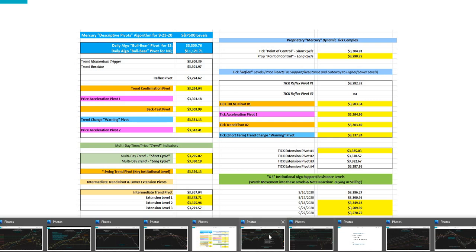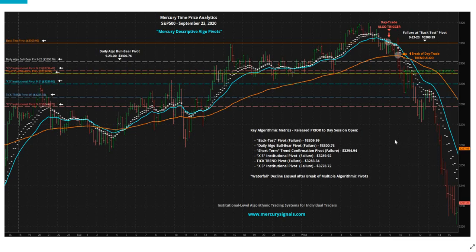Now, I want you to think for a minute. Regardless of what type of trading you like, whether it be day trading, swing trading, high frequency intraday trading, longer term positional trading, how much would it help you to know where the institutions are likely to support price or not support price in this case, and know this information ahead of time? But you broke through all these pivots and then you got the fast waterfall decline.